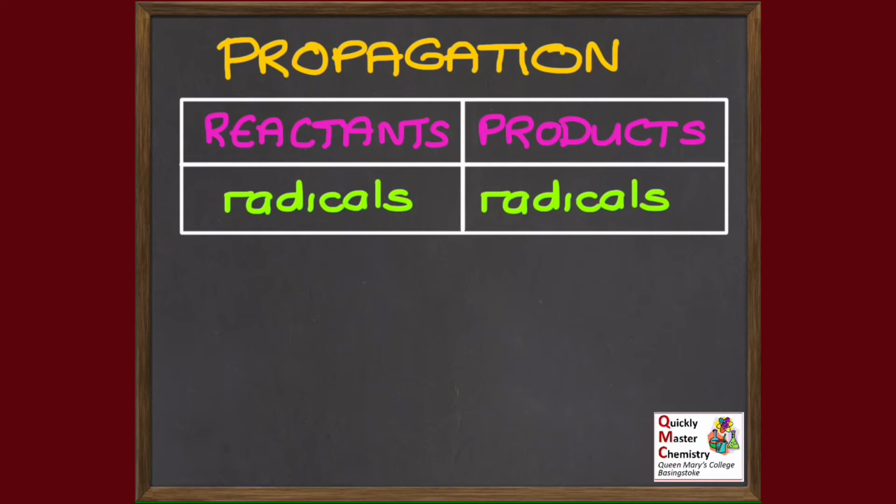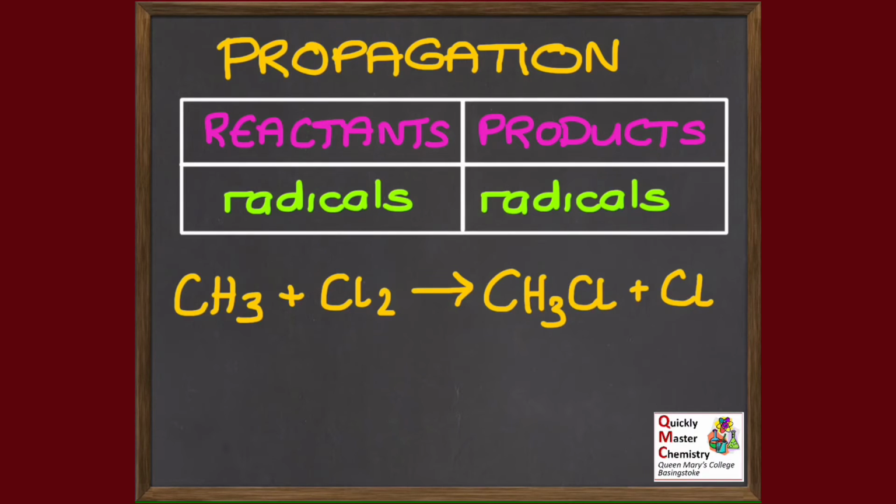If we take an example of that to make a bit of sense of it, this has a methyl radical, CH3, reacting with a chlorine molecule. We get chloromethane as one product, a perfectly stable molecule, and a chlorine radical. So we started with a methyl radical, we've carried out a chemical change, but we've ended up with another radical, the chlorine atom.